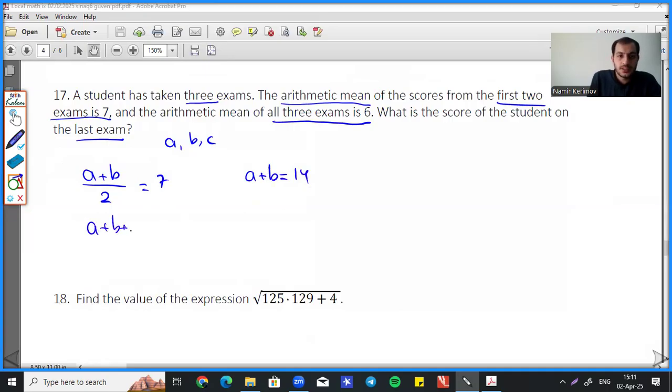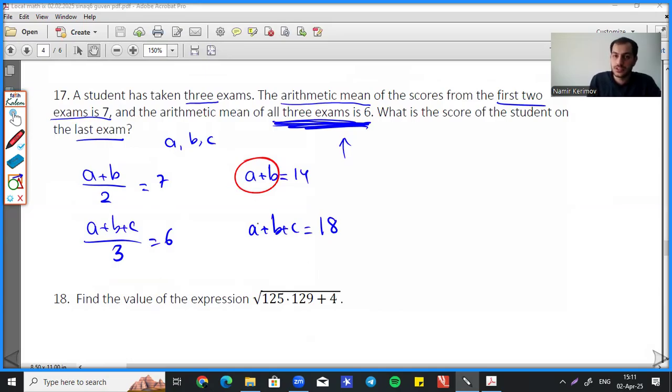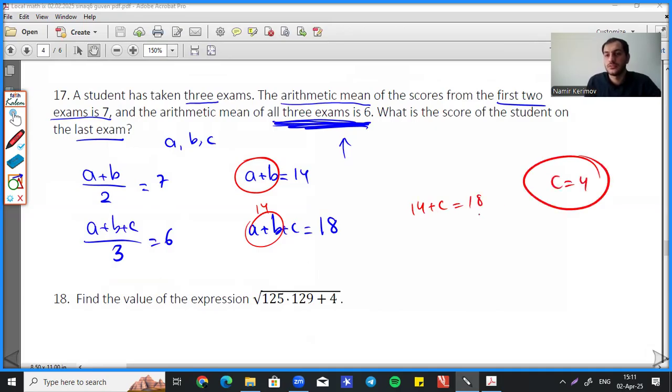And for all 3 exams, the mean is 6, so the sum divided by 3 is 6. So it means A plus B plus C, the sum of all 3 exams, should be 18. Now, we know that the sum of the first 2 exams is 14. So 14 plus the third one is 18. So the third exam should be 4. 4 is the answer.